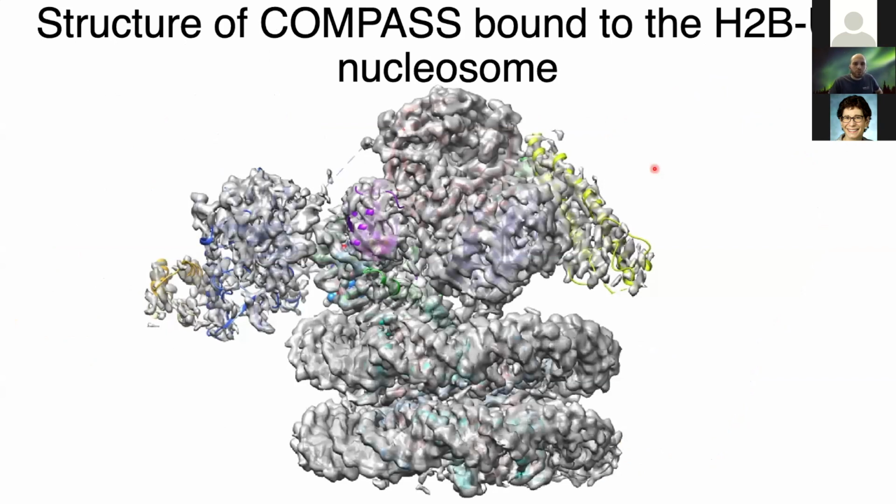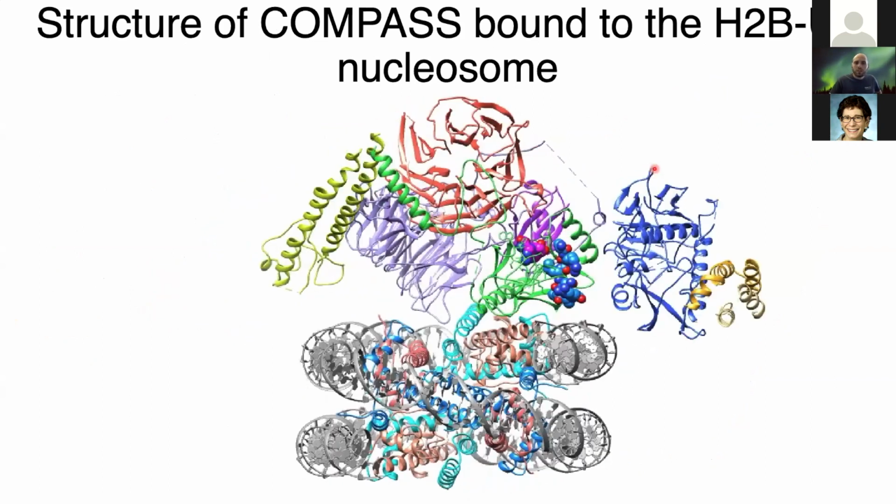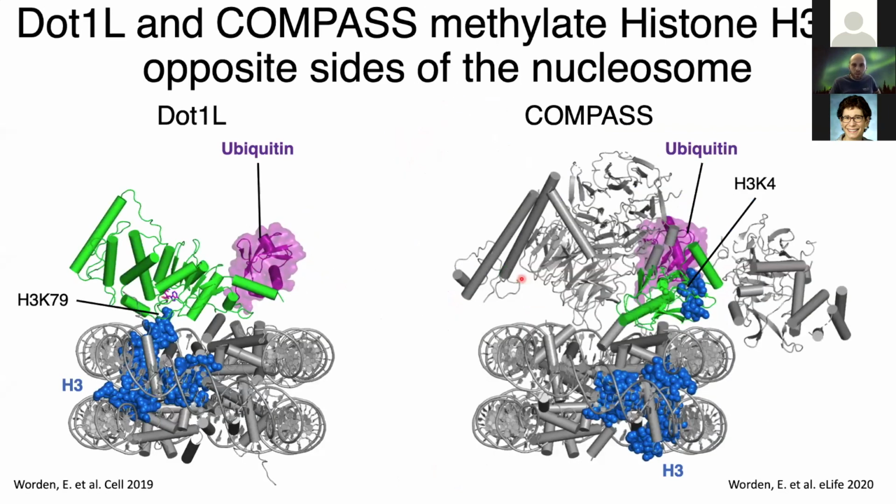So if we zoom around the COMPASS complex, we can see that the Set1 active site contains both the SAM cofactor and also an H3 peptide that surrounds H3K4. Now this H3 peptide is connected to a histone H3 molecule in the nucleosome. But when we saw this, we immediately noticed that this H3 interaction is completely different from that of Dot1L. So in the case of Dot1L, Dot1L recognizes ubiquitin on one side of the nucleosome and then directly methylates H3K79 on the same side of the nucleosome.